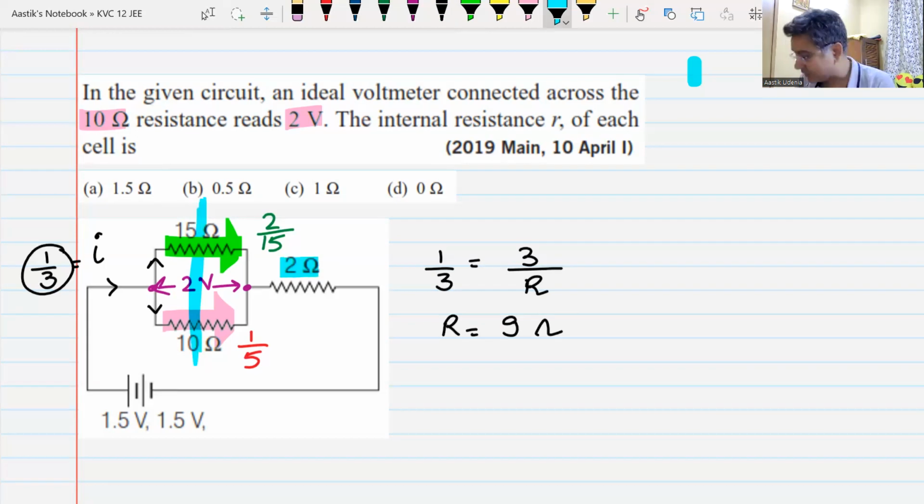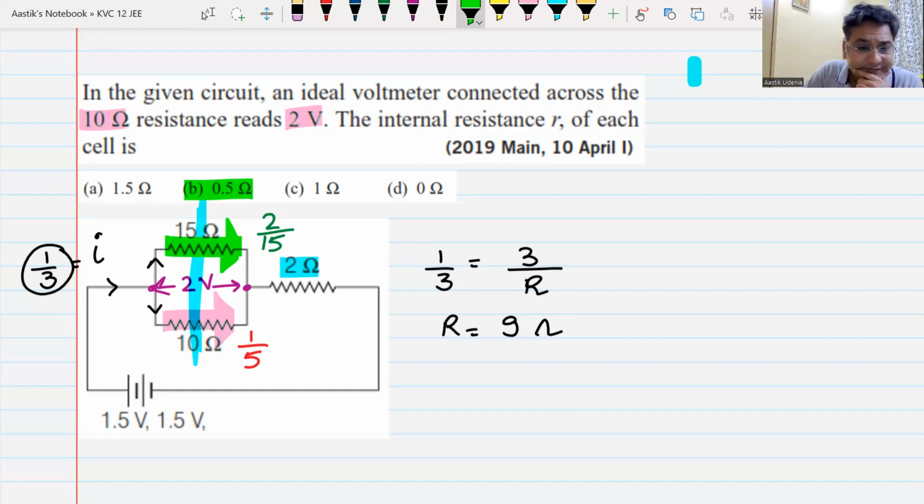Now 8 is the resistance of the outside resistor. So whatever is remaining is the resistance of the two batteries put together. The two batteries put together is 1 ohm, sir. So what is the resistance of each battery, sir? It is 0.5 ohm, sir. That is the answer, and that is how we do it.